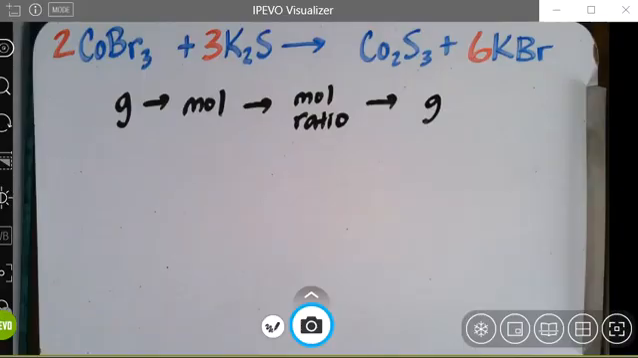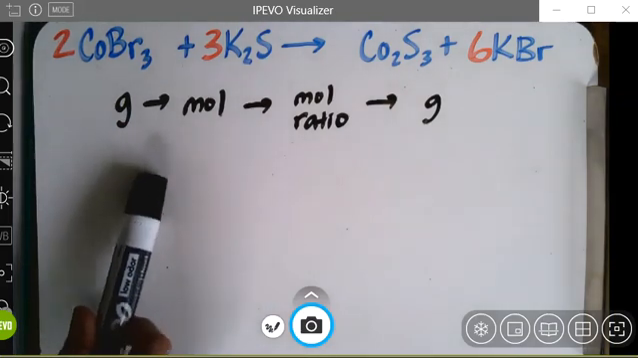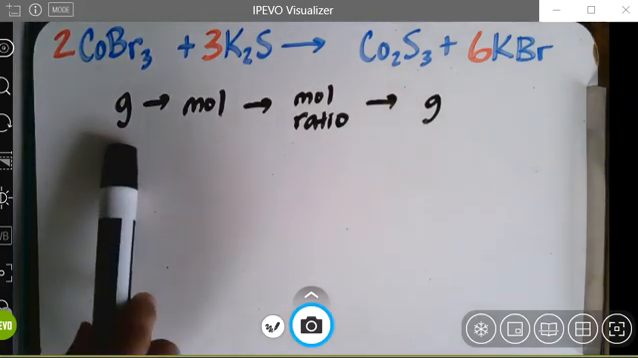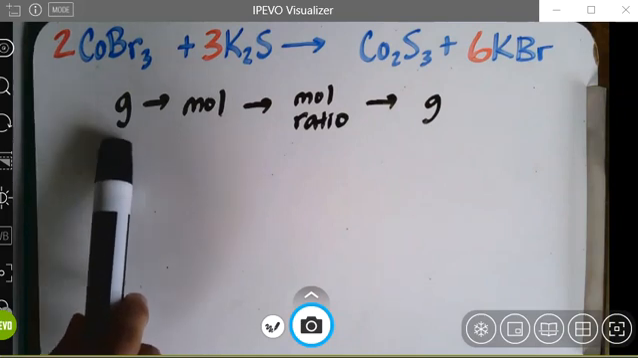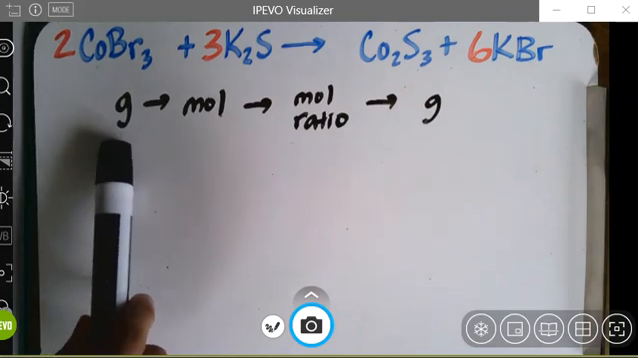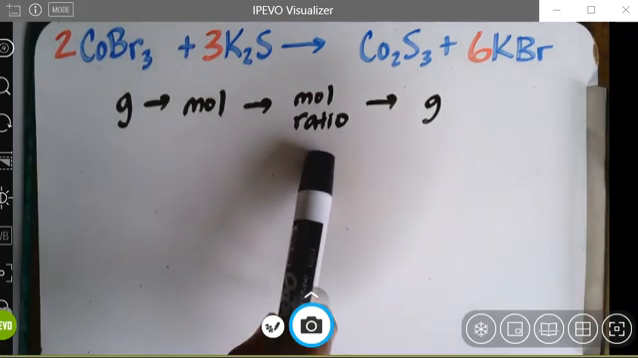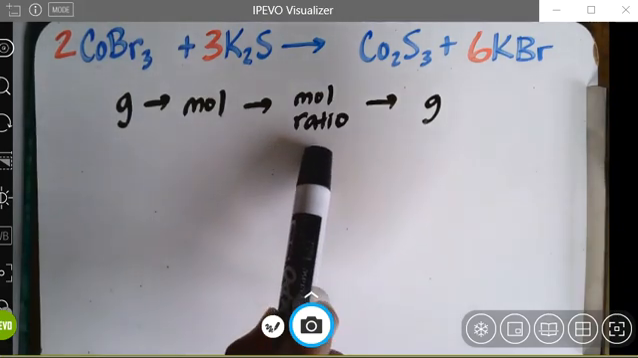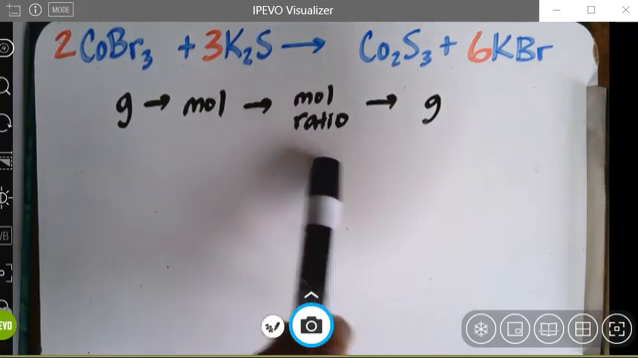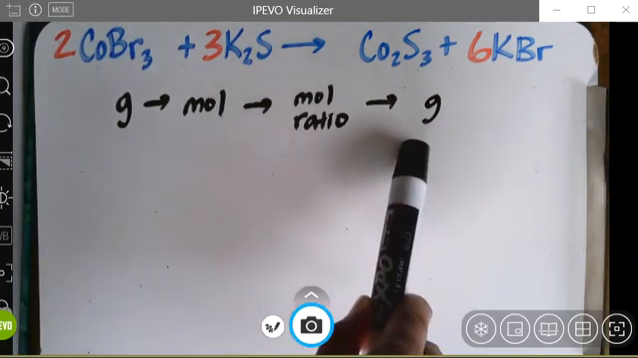On the whiteboard, I've written out the balanced equation and also the pathway that we are going to take. So in the problem, we're given a mass of the reactant. We will be converting that to moles, setting up the mole ratio. Remember, every stoichiometry problem has the mole ratio step. And then finally, because we're asked for mass, we will be converting to grams at the end.